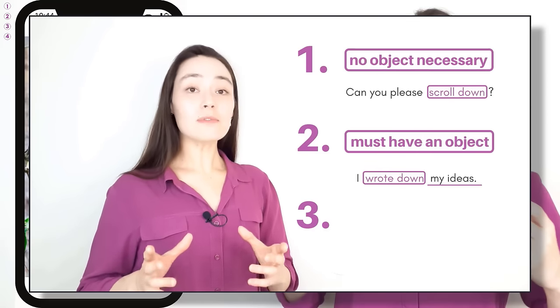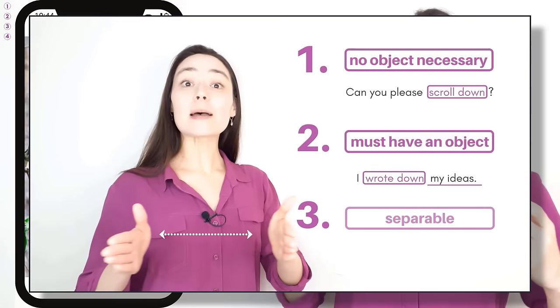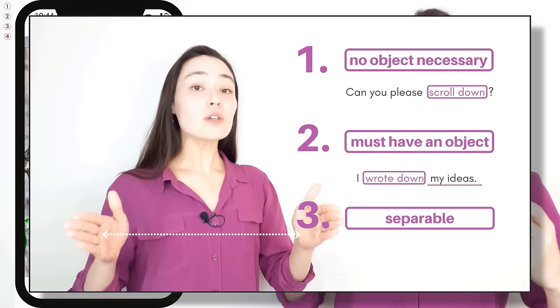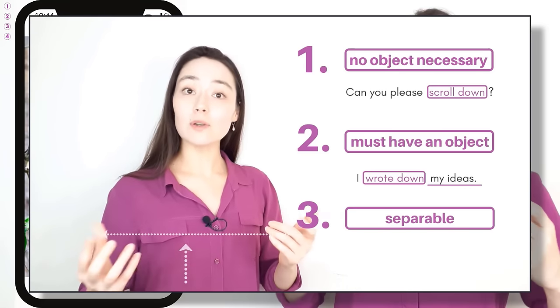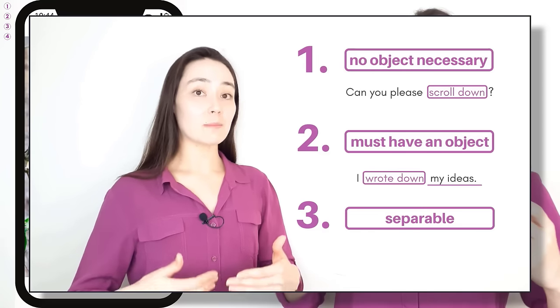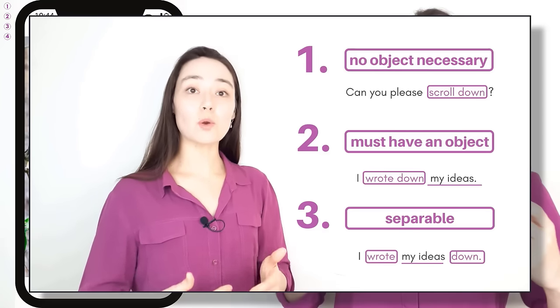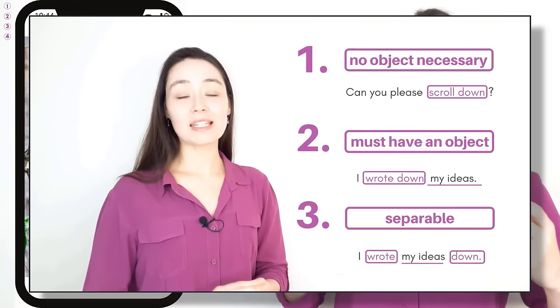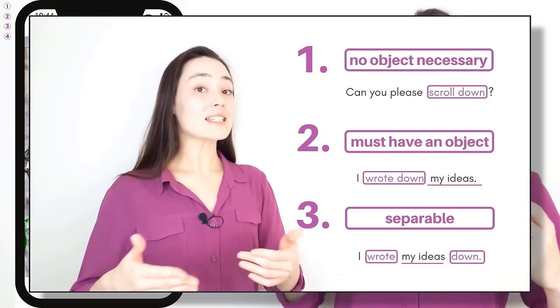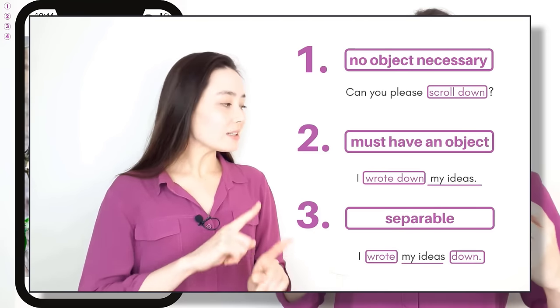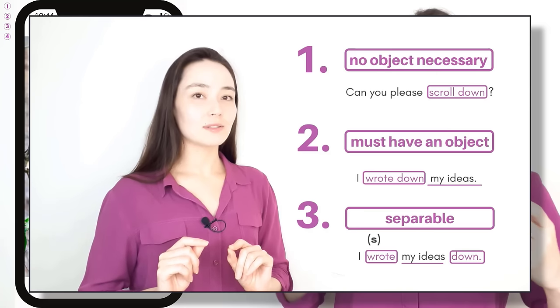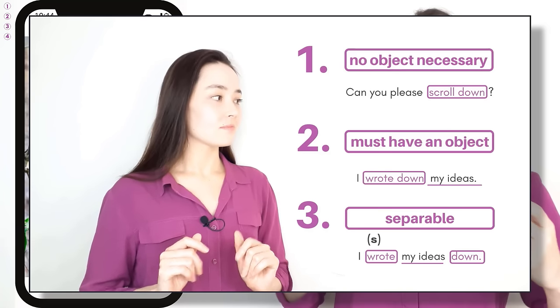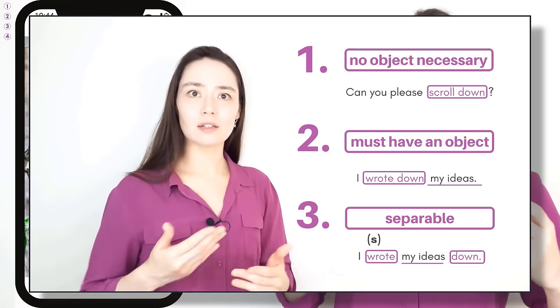Number 3, some phrasal verbs are separable. This means you can put the object in the middle if you want. I wrote down my ideas, or I wrote my ideas down. Both are perfect. If a phrasal verb is separable, I will put a little S next to it so you know. Okay, let's keep going.